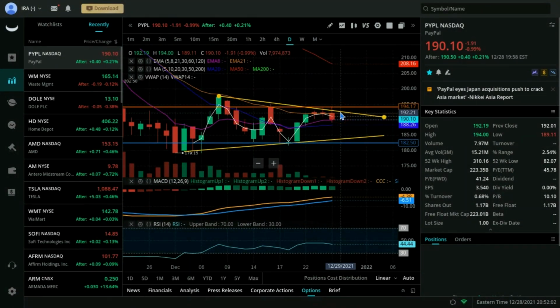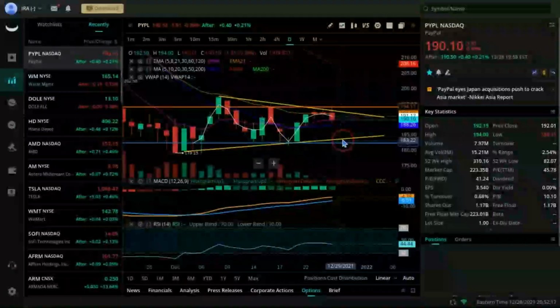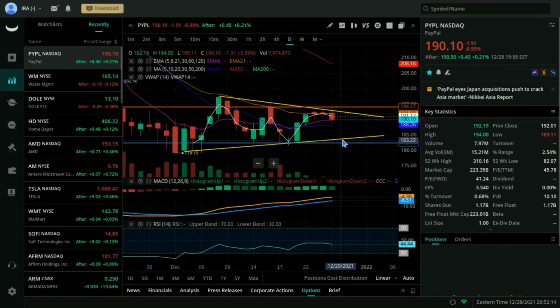which would be 192.21. Or you can play it under the bottom trend line, excuse me, which would be 183.22. But if you're going to play that, you might as well play it under support, which is 182.56.